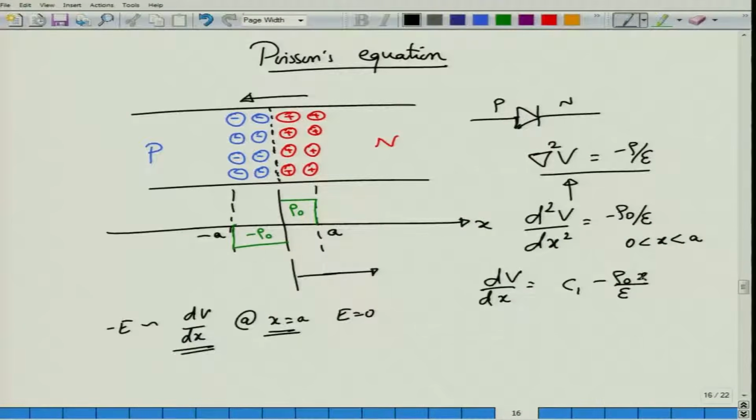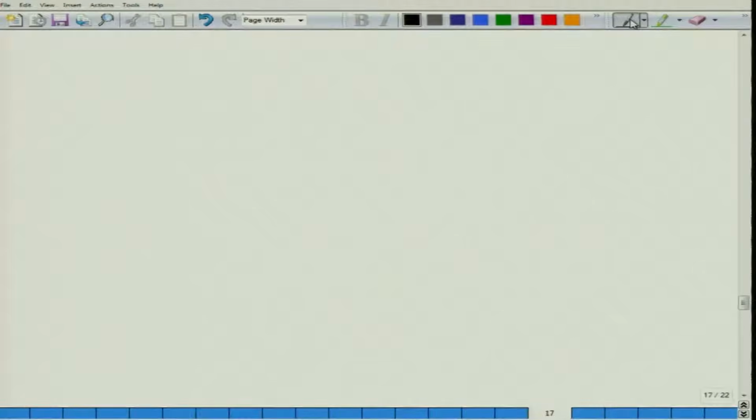So when I put x equal to A into this expression and then set dV by dx equal to 0, I get C1 as rho 0 by epsilon times A. So I can simplify my life by putting this rho 0 A by epsilon into this expression and rewrite dV by dx as rho 0 by epsilon times (x minus A), which again I am going to integrate. I will leave it as a small exercise to you to show that what I am writing is correct.